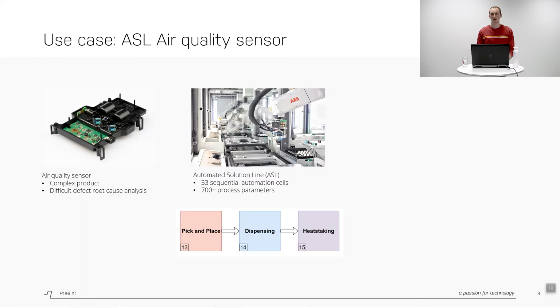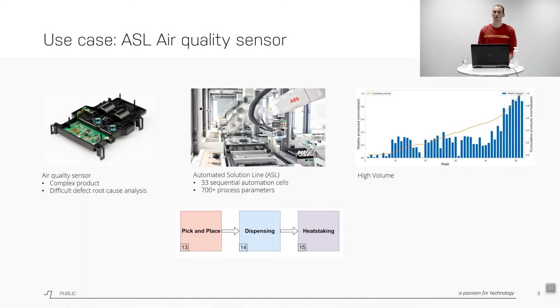It's produced at the automated assembly line, which is also developed in-house here, which consists of separate automation cells, which are placed sequentially after each other. The automation line consists of several processes, and a total of more than 700 parameters are stored for each individual product.